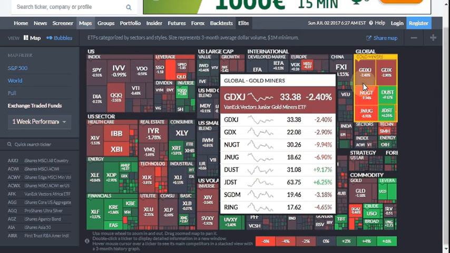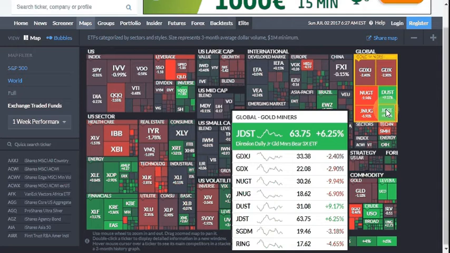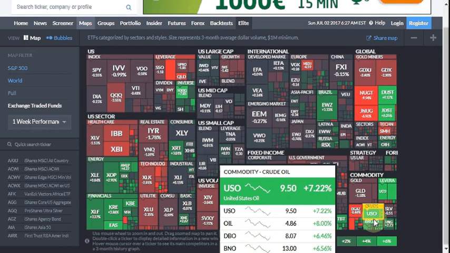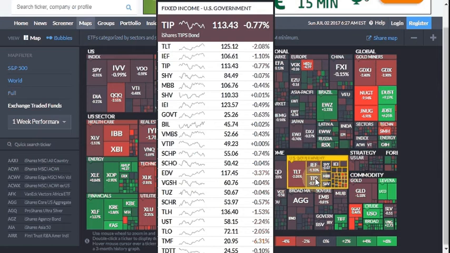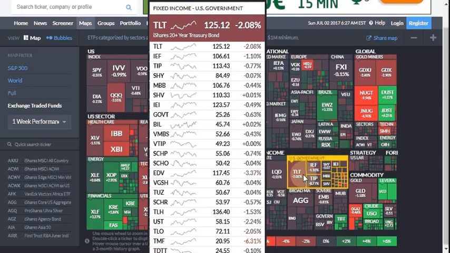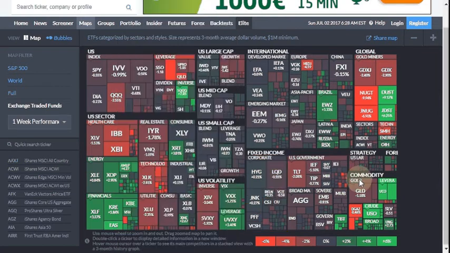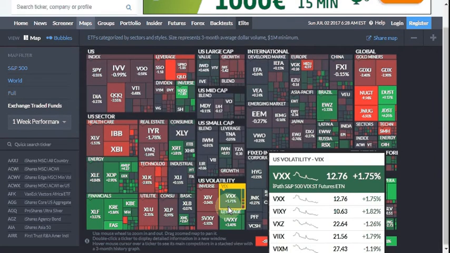Global miners, as you can see here, in red except for DUST and JDST. And over here, what do we have? Commodities, gold in red, crude oil in green, US government. Here, the fixed income in red, corporate debt over here up, but not so much. And what do we have? Indices in red and the VIX obviously in green.